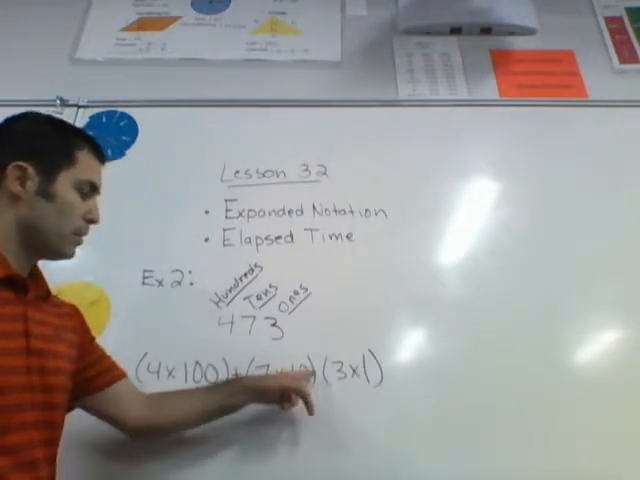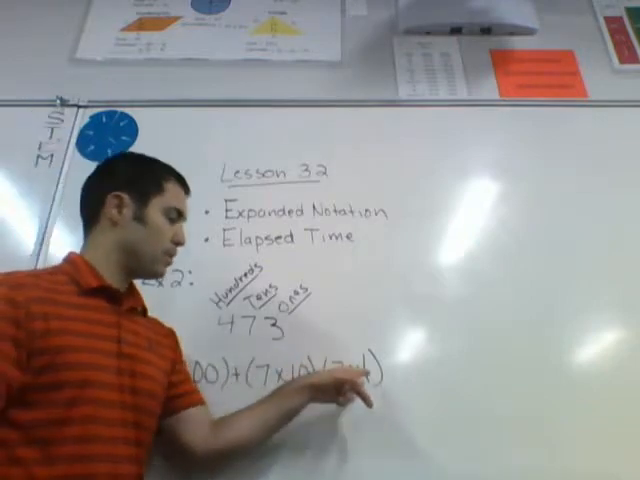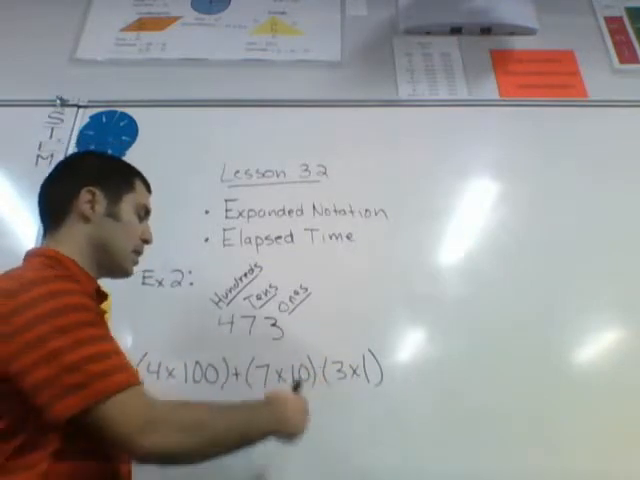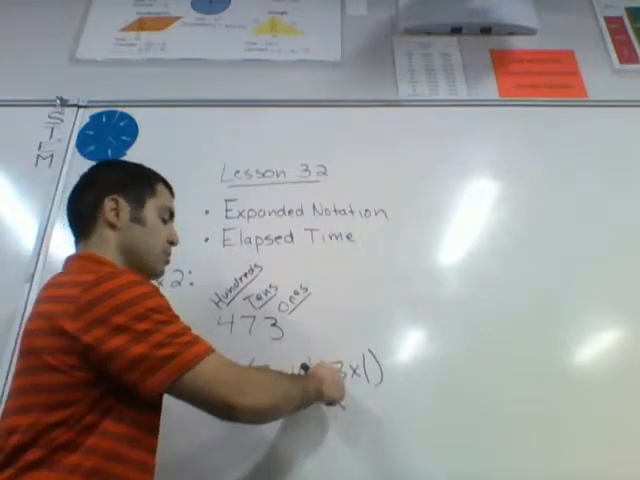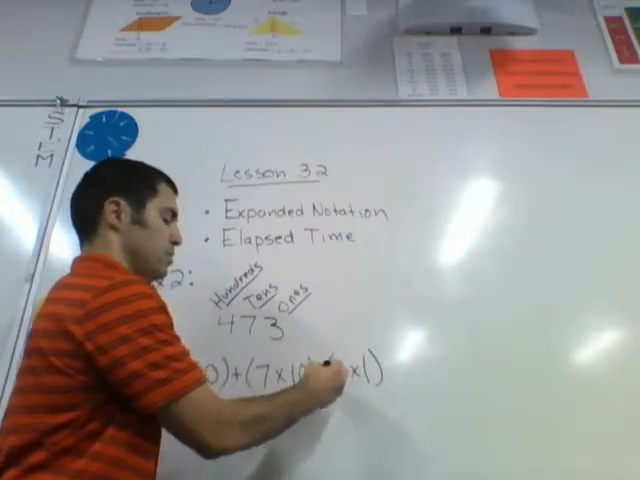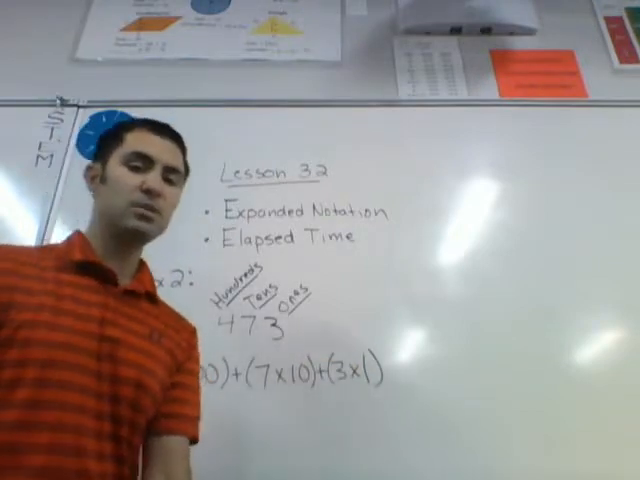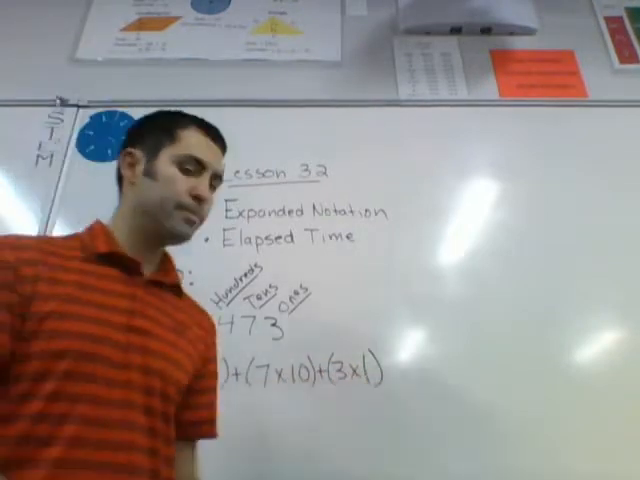What did I do wrong? When two parentheses are directly next to each other with nothing in between them, it's implied that it's multiplying. So make sure that you put an addition sign in between each term. Boom, boom, boom. Alright.